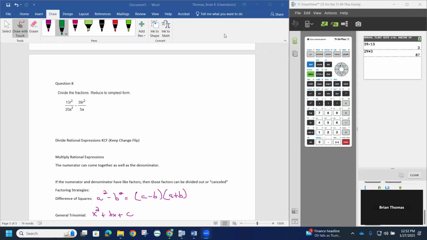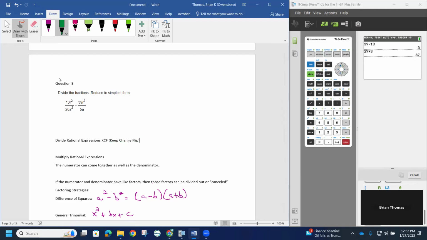So question 8 in working with rational expressions says divide the fractions, and then it also says reduce to simplest form. Now remember, to divide rational expressions is like dividing fractions. So we use this little phrase KCF. A lot of times we use this thing called Kentucky chicken fry, something I learned from some students a long time ago. What that stands for really is keep, change, and flip.